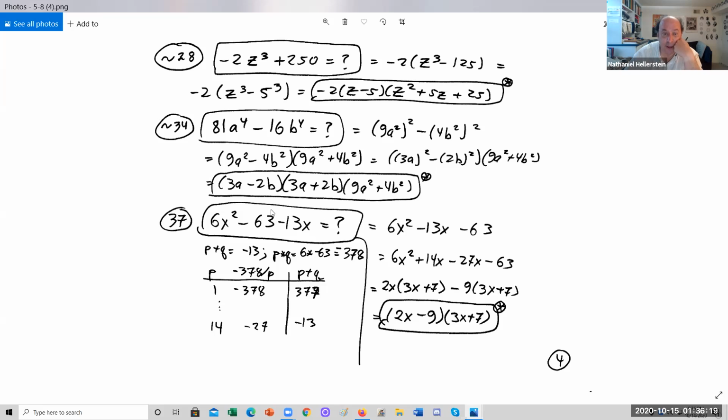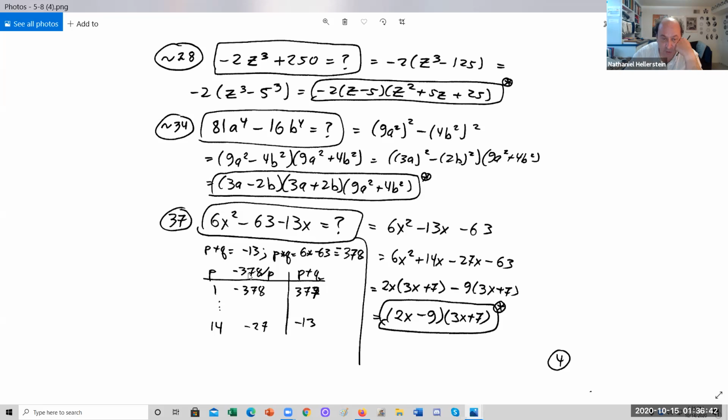There that is. Now here they deliberately wrote this out of order: square, constant, and x. So we flip these two. 6x squared minus 13x minus 63. Okay, we'll need the AC method here. We need P and Q, whose sum is this middle coefficient, negative 13, and whose product is 6 times negative 63, which is negative 378.